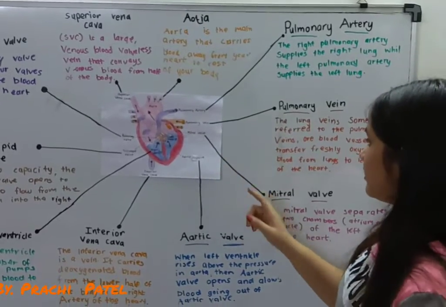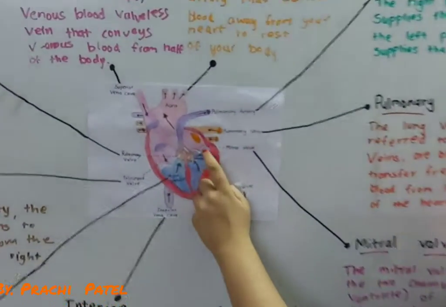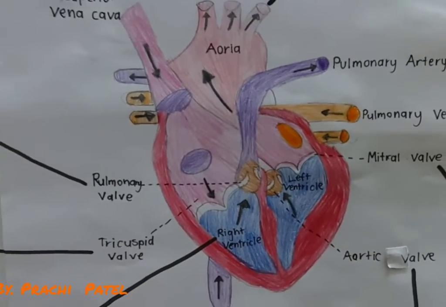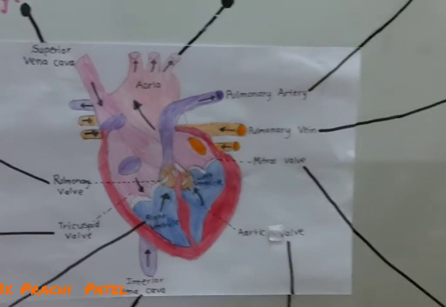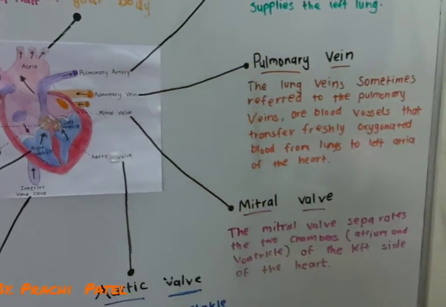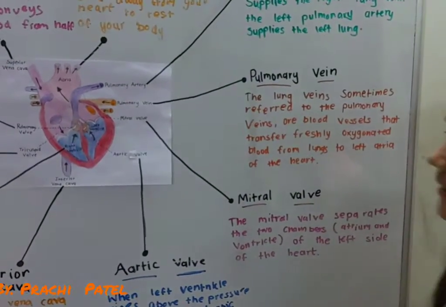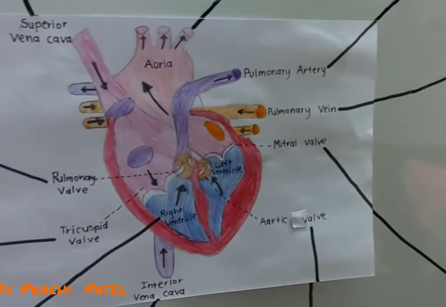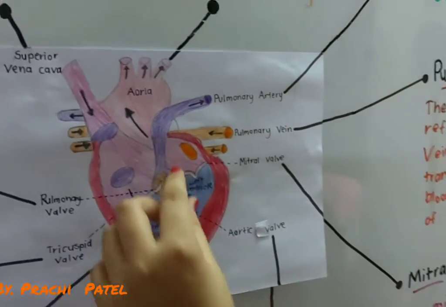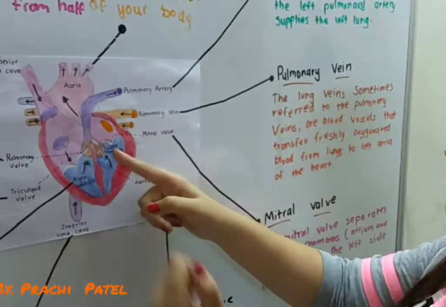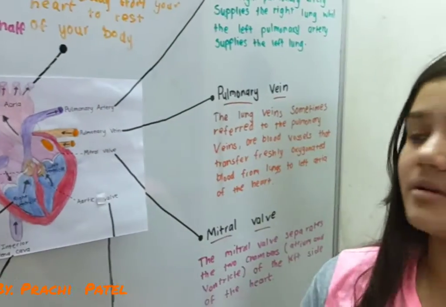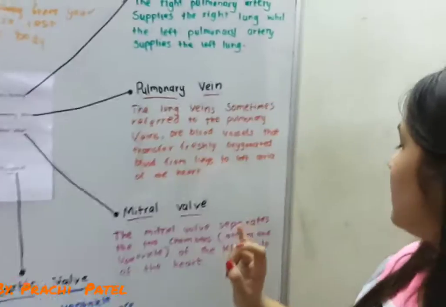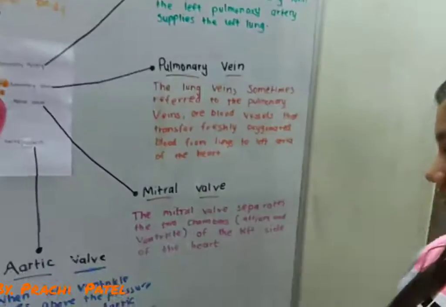Next, mitral valve. You can see right over here this small white pipe is called the mitral valve. The mitral valve separates the two chambers, the atrium and the ventricle, on the left side of the heart. Now, where is the atrium? You can see the atrium is right over here. This pink one is the atrium, and this is the ventricle. So this part, called the mitral valve, separates the two chambers. The ventricle and atrium are the two main chambers of the heart.